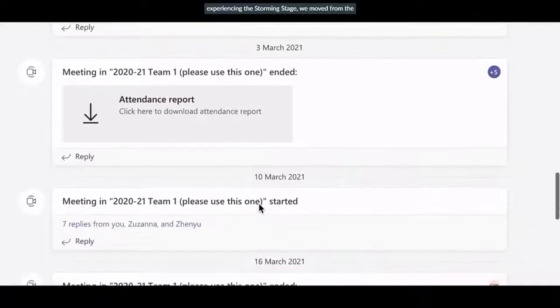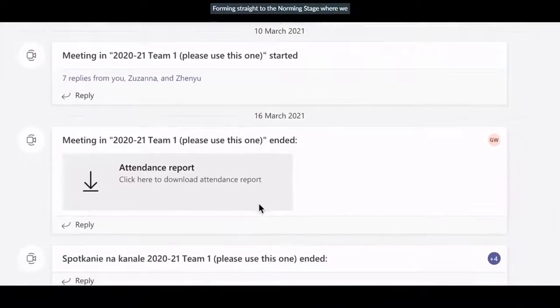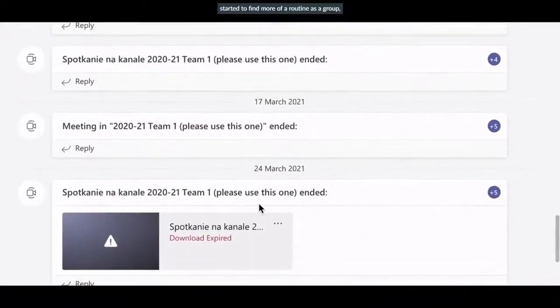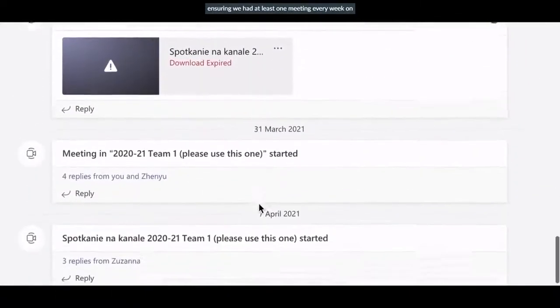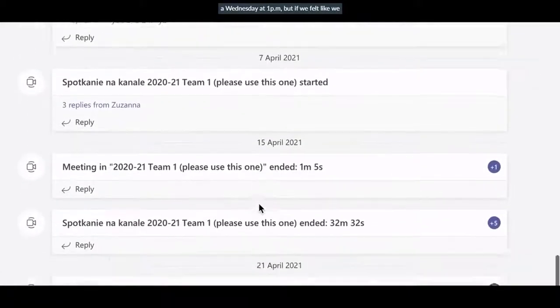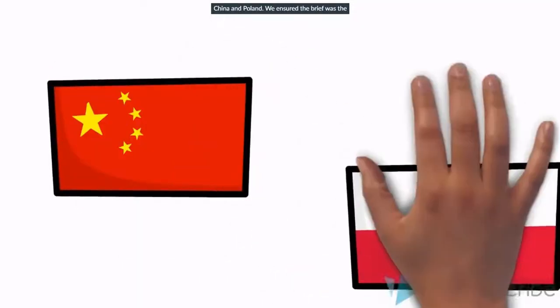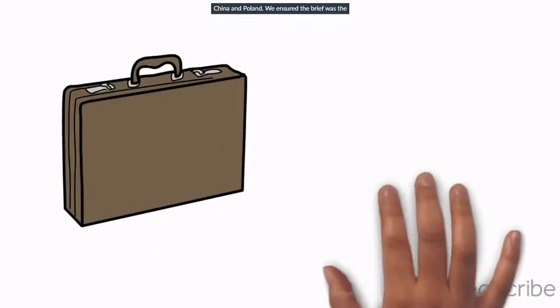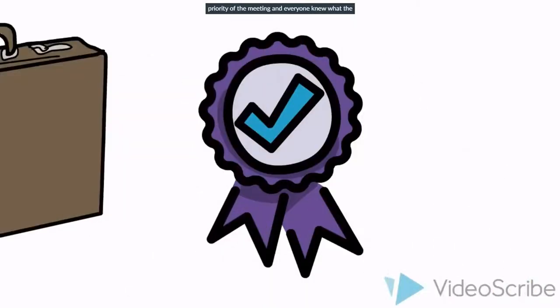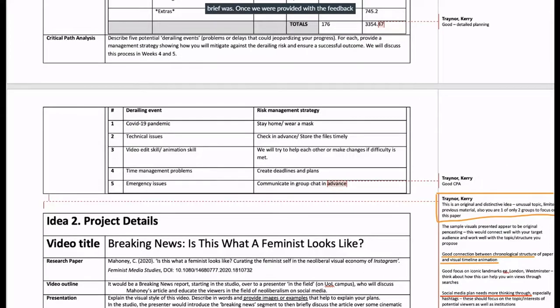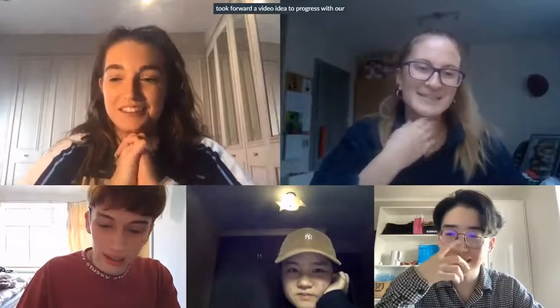Instead of experiencing the storming stage, we moved from the forming straight to the norming stage, where we started to find more of a routine as a group, ensuring we had at least one meeting every week on a Wednesday at 1 p.m, but if we felt like we needed more, we would find time to suit everyone, taking into account other members that were in China and Poland. We ensured the brief was the priority of the meeting and everyone knew what the brief was. Once we were provided with the feedback from our module leader on our outline plans, we took forward a video idea to progress with our pre-production phase, which allowed us to move on to the performing stage of Tuckman's model.